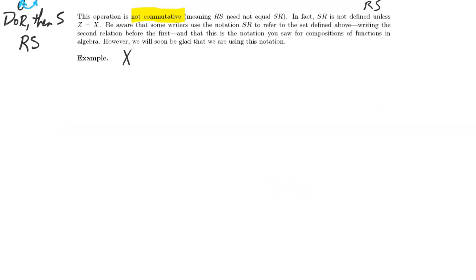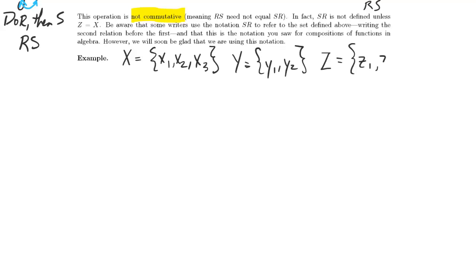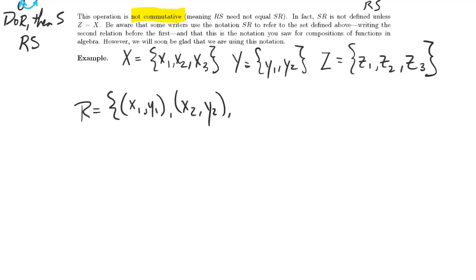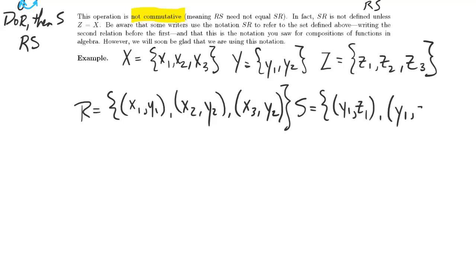Let's let X be the set X1, X2, X3. Let's let Y be the set Y1, Y2. And let's let Z be the set Z1, Z2, Z3. Let's let R be the relation X1 paired with Y1, X2 paired with Y2, and X3 paired with Y2. And we're going to let S be the relation pairing Y1 to Z1 and Z2, and Y2 is going to be paired to Z1.